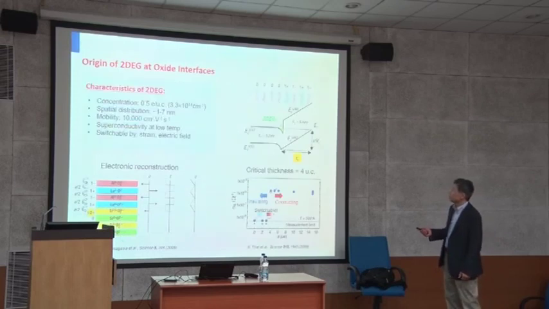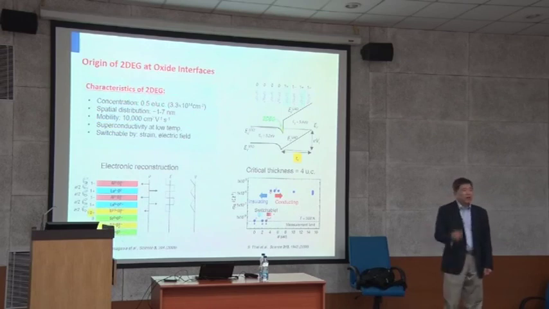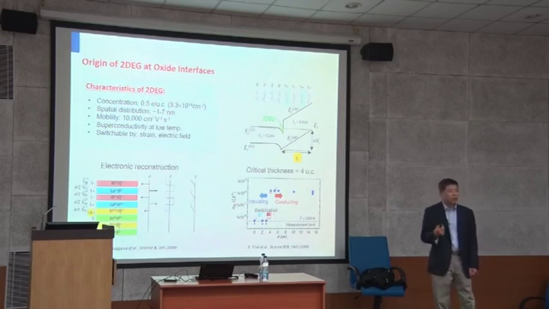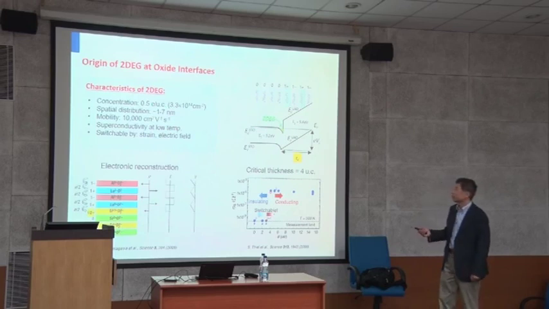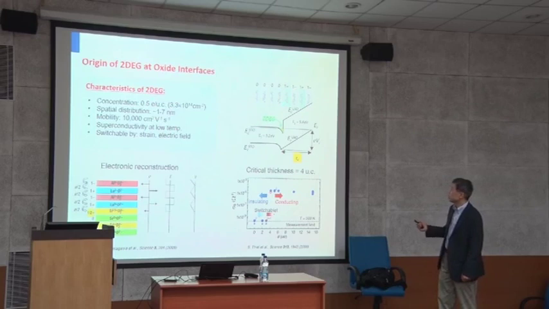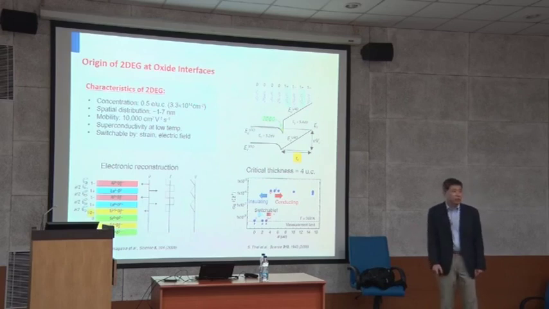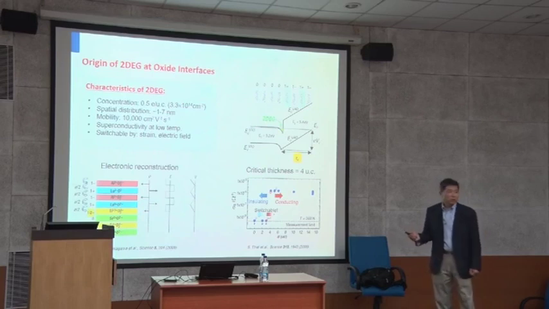So, the characteristic of the 2D electron gas here: the concentration is half an electron per unit cell. The theoretical maximum is half an electron per unit cell based on the electronic reconstruction model, and that is roughly a sheet carrier density of 3×10^14 per square centimeter. But the real measurement is always lower than this, maybe because some other carriers are not mobile carriers.